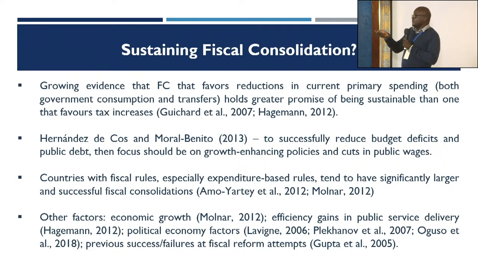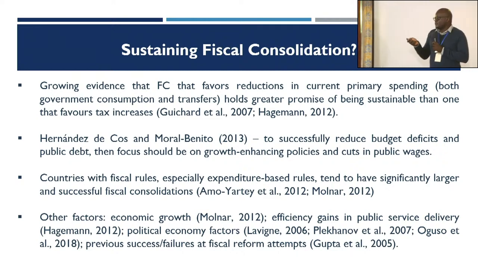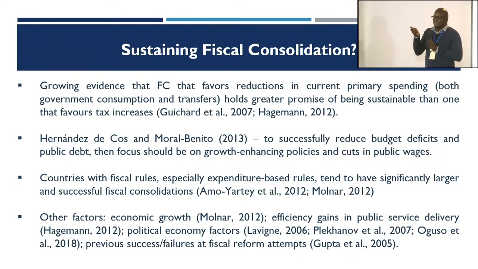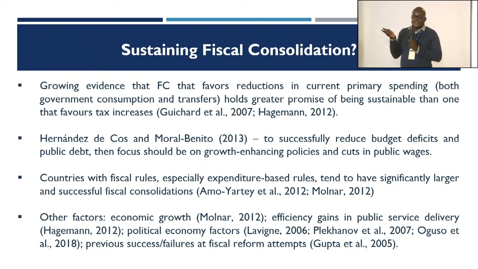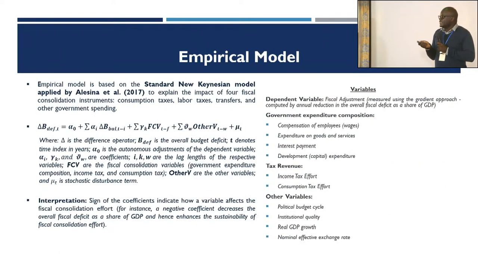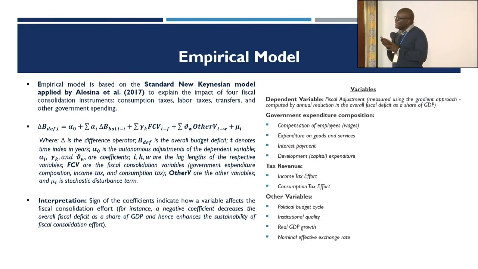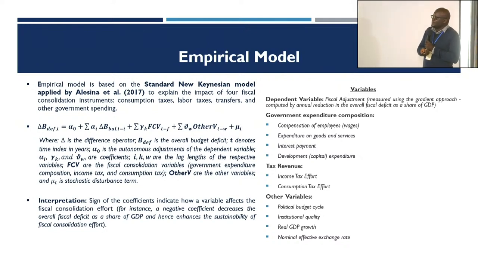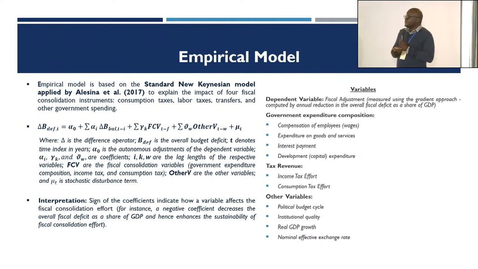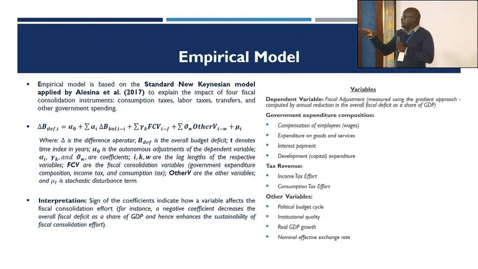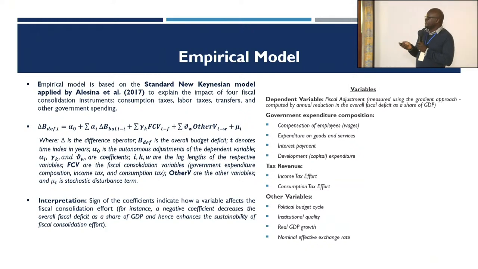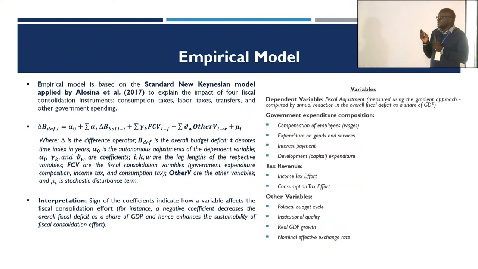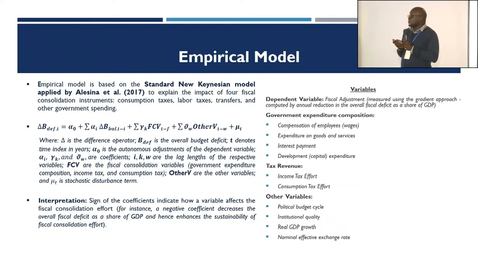But from the little literature that we have reviewed, we have not seen much focus on institutional quality and political economy variables. So that is the empirical model derived from the model that was used by Alesina in 2017. And I focus on the dependent variable, the fiscal adjustment, which is measured using the gradient approach.